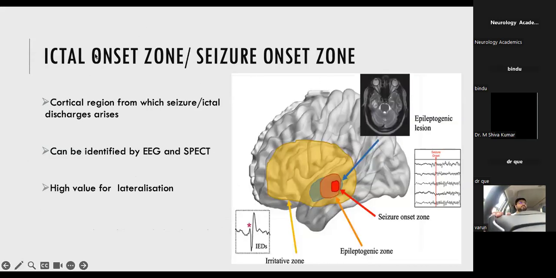Before moving to the ictal rhythms, the ictal rhythm starts in the ictal onset zone, or seizure onset zone. In the image, we can see the red colored area, the seizure onset zone, where the ictal rhythm starts, and we can record from these. This is called the ictal onset rhythm. These can be identified by EEG and SPECT, and have a high value for lateralization.